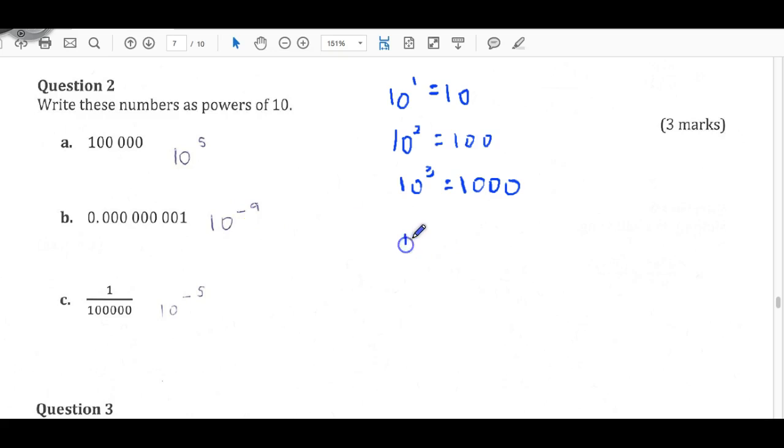So 10 to the negative 1 is 0.1. 10 to the negative 2 is 0.01. Again, just counting how many zeros you have. So we have 9. And lastly, C is basically the same as B, but writing it as a decimal, so as a fraction. This one's a decimal, this is a fraction. But again, the same thing, counting how many zeros we have. So we have 5, and because it's 1 over, it's negative 5.